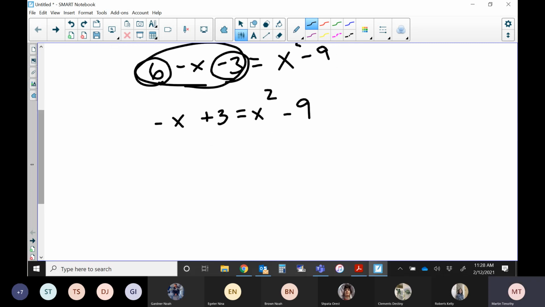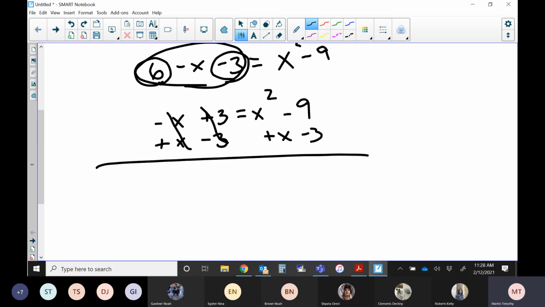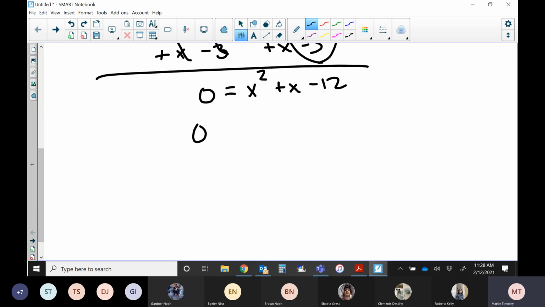Combine like terms, setting it equal to 0, so I'm going to add x, I'm going to subtract 3. This all makes it equal 0. X squared plus x, combine like terms, minus 12. Solve by factoring.